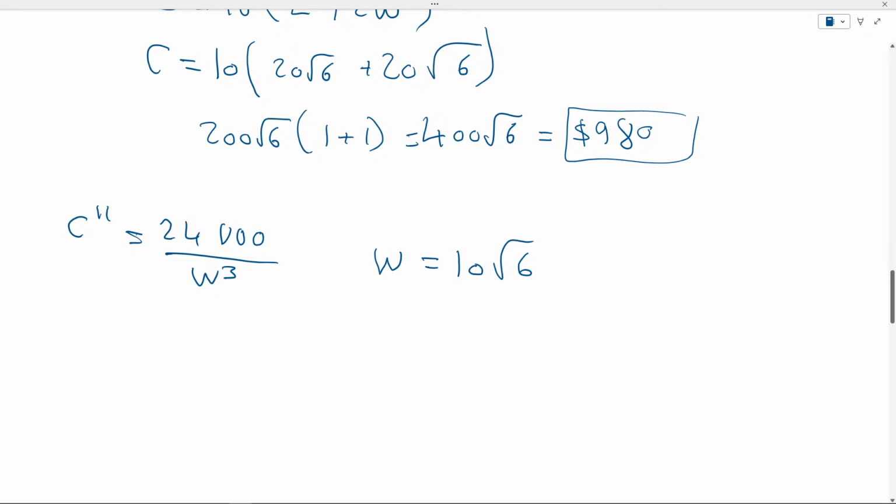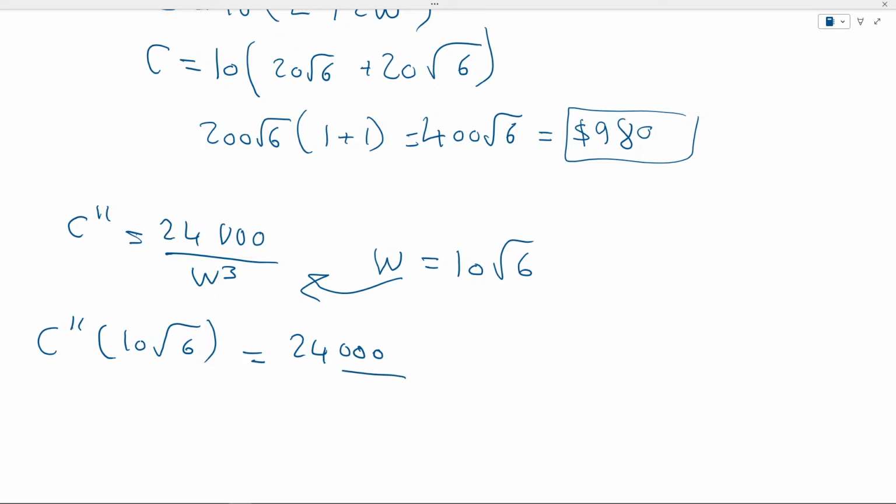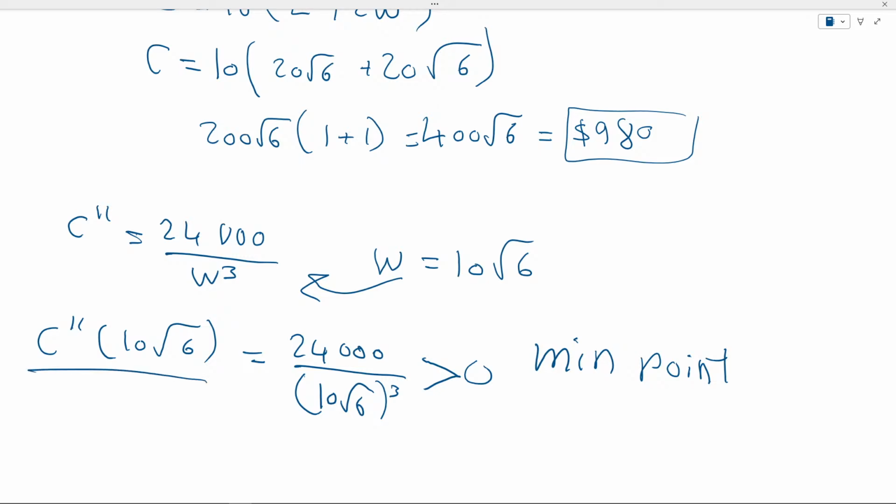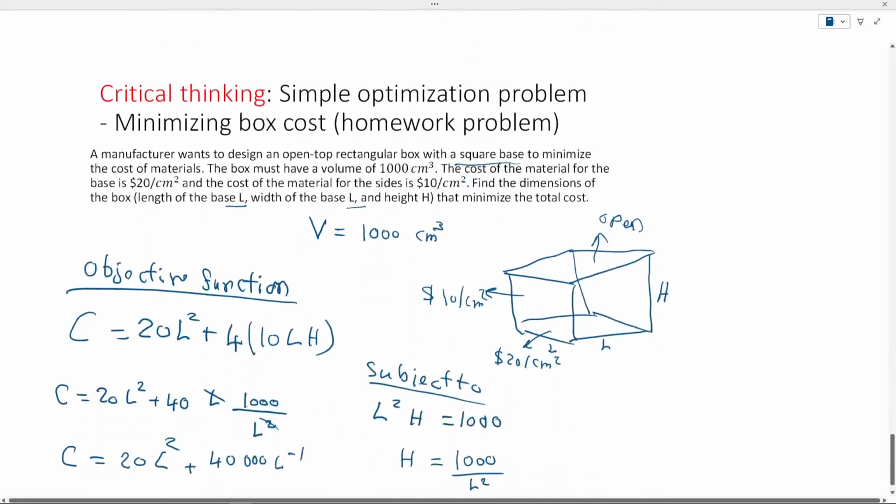What does this mean? If I substitute this here, that is C at my critical point, which is 10 to the power minus 6. So basically that's 24,000 over 10 to the power minus 6, cubed. This is larger than 0, which means that this is a minimum point. I forgot to use it, but that's how you can use the second derivative. But we didn't need it anyway, because we only got one point and we know that this is a minimum point anyway.